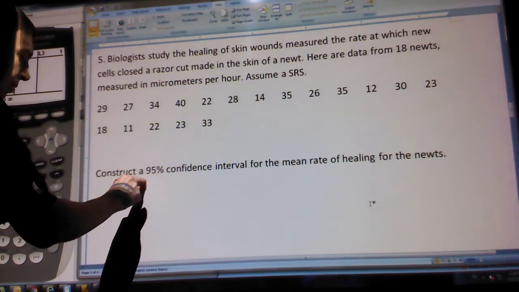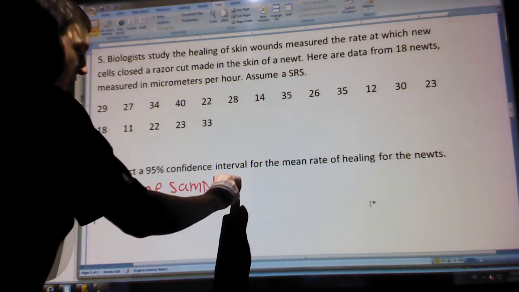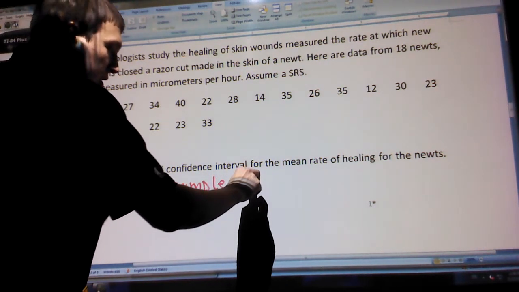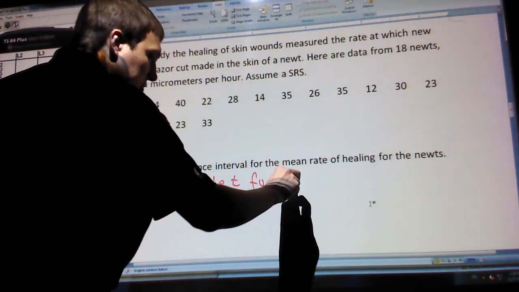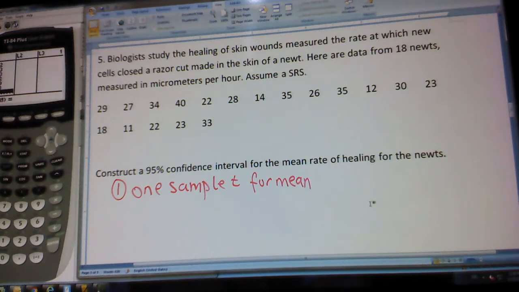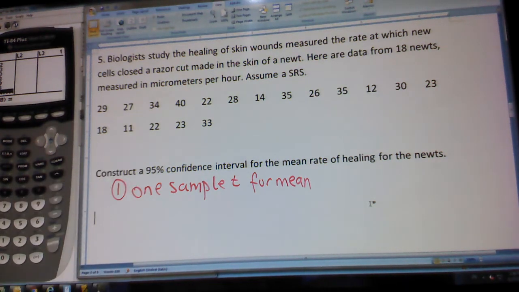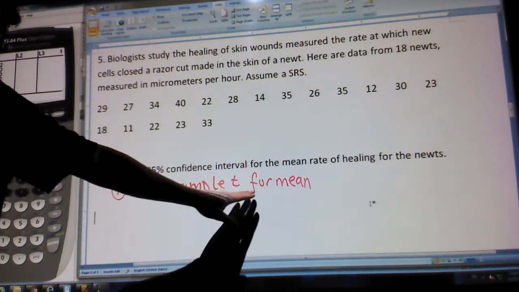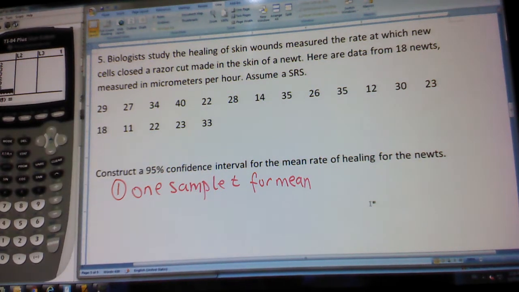So this is a one sample T for the mean. You can say confidence interval if you want. One sample T for the mean, one sample confidence interval, but we want to use the word T in there somewhere. That's step one. And again, if it is mean, then it's going to be T. Mean T. Step one, name the test.